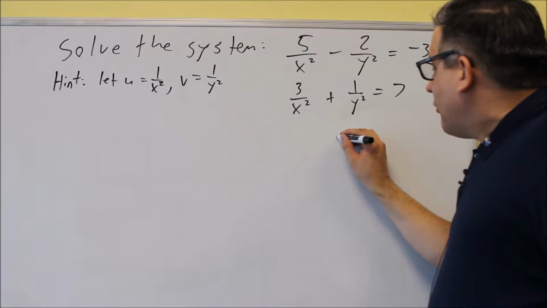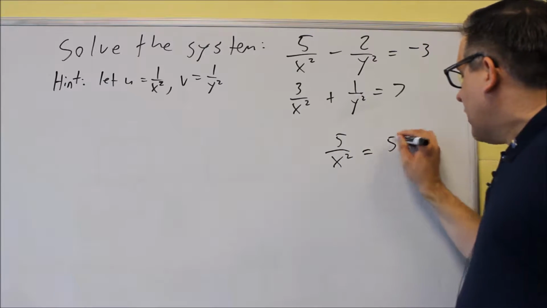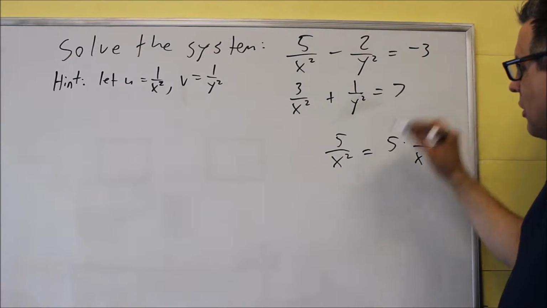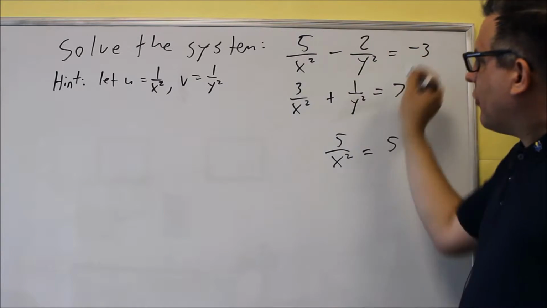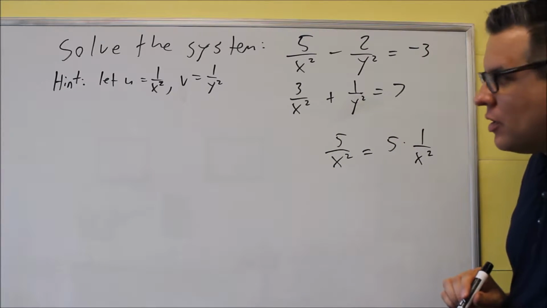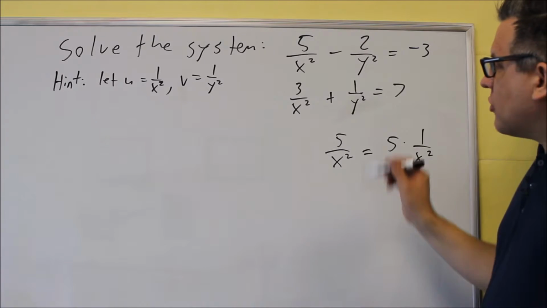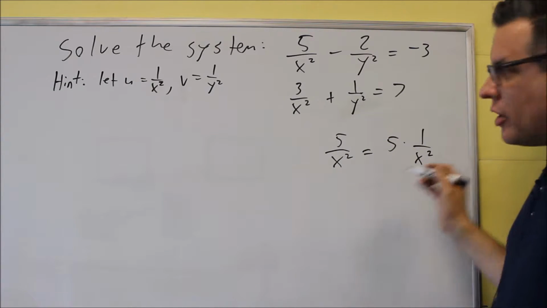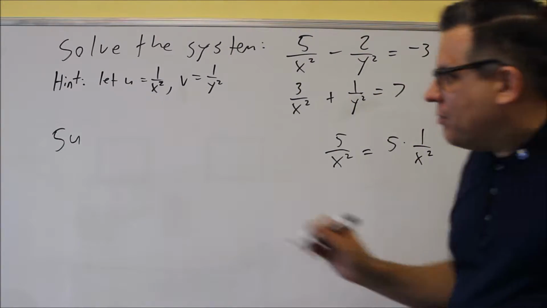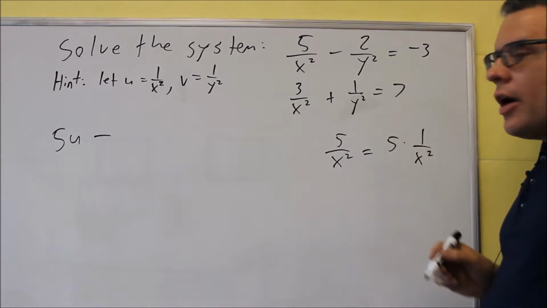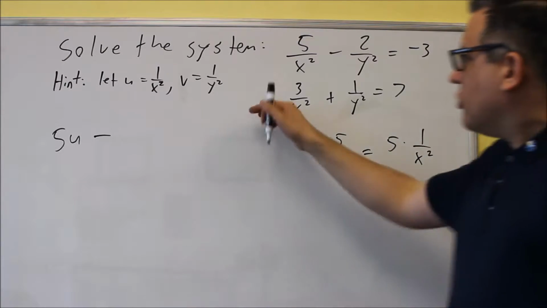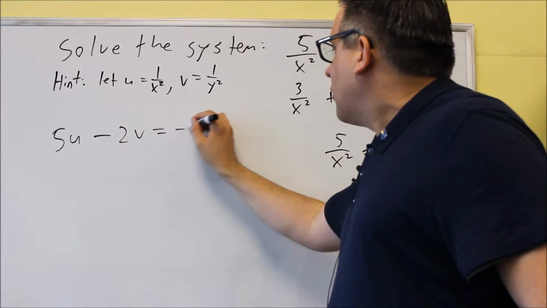Now, if I have 5 over x squared, that's the same thing as 5 times 1 over x squared. So by looking at it this way, they're saying that I can convert all these over into u's and v's by using the substitution that they give us in that problem. Because they give us that hint, we can write it that way. So 5 times 1 over x squared means that for the first part, I can change the first section into a 5u. And then next I want to do 2 over y squared. That's the same thing as 2 times 1 over y squared, or I can write that as 2v. And that's going to equal negative 3.